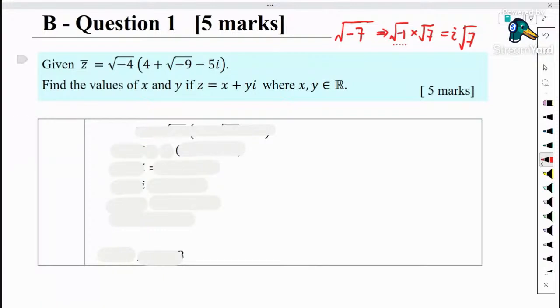So, given the conjugate of z is the following, find the x and y value if z is x plus yi. So the conjugate of z is given, and please be alert. Inside the equation here, this is the conjugate of z, which means that if z is x plus yi, the conjugate becomes x minus yi. We change the sign of the coefficient of the i part. It will become the conjugate.